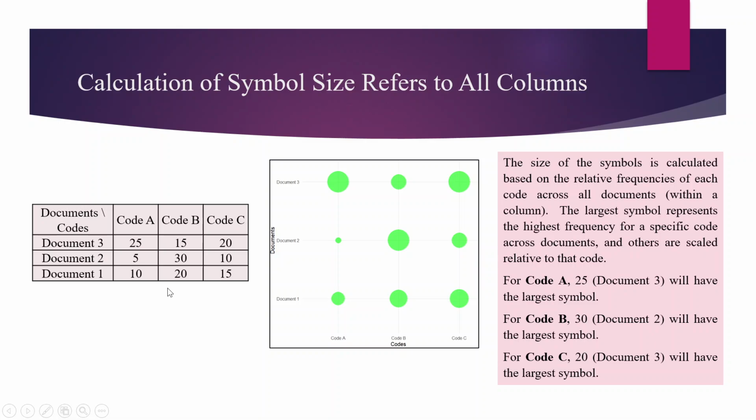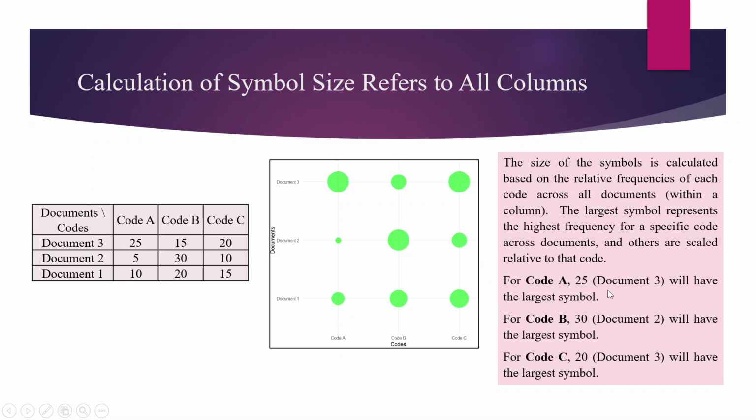So here also how we are working, code A 25, 5 and 10, which is the largest in column 25, in code B 30, in code C again 20. The size of the symbol is calculated based on the relative frequency of each code across all the documents within the column. The largest symbol represents the highest frequency for a specified code across the documents, and others are scaled relative to that code. So this 25 will have a bigger circle and 5 will have a smaller circle. Now we are just talking about the columns and the relative size.